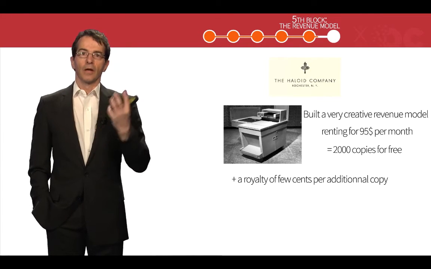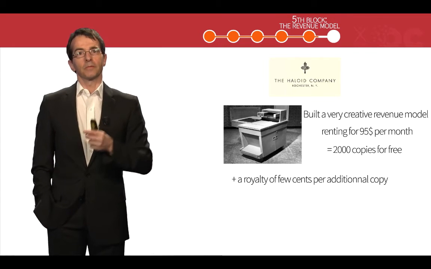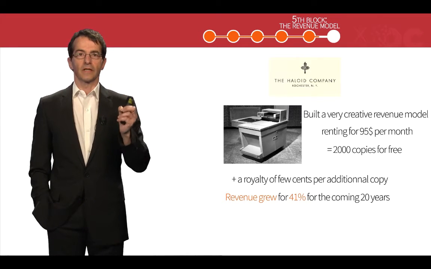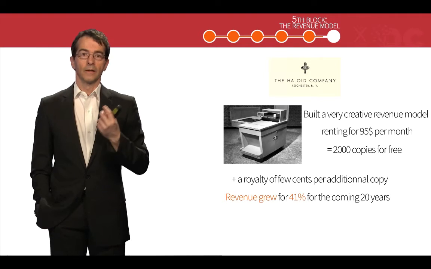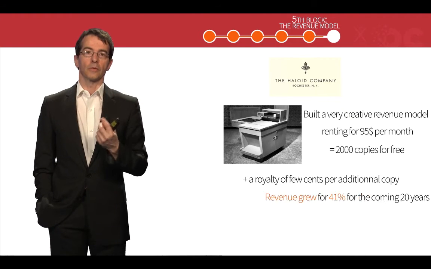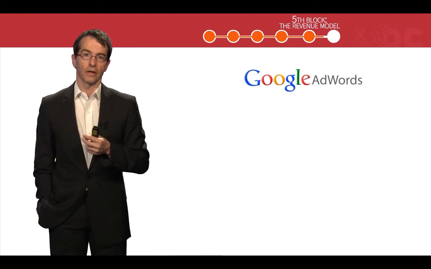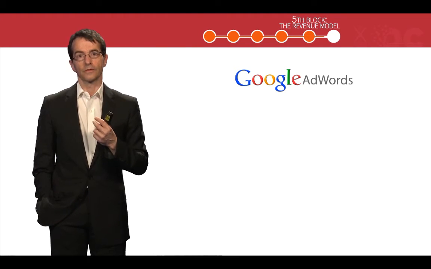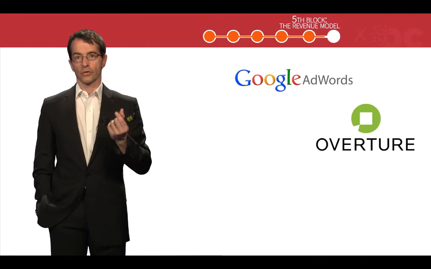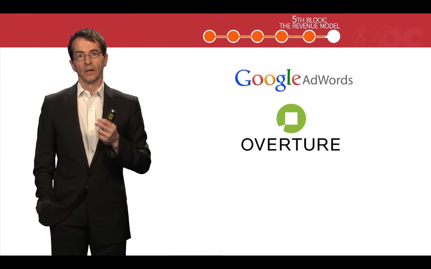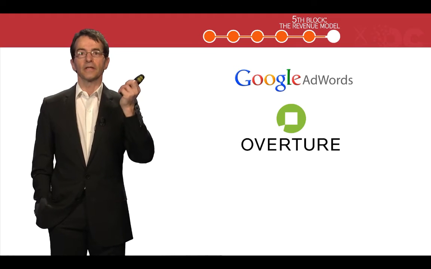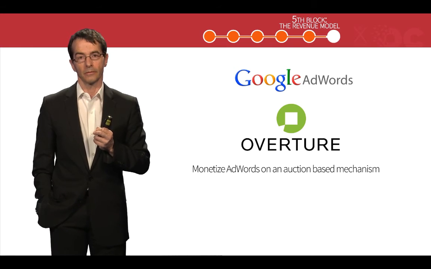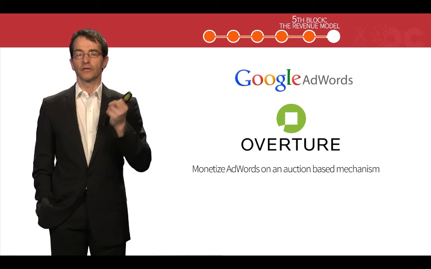That model allowed Haloid, who later on became Xerox, to grow its revenue at the incredible rate of 41% for the coming 20 years. And it's also hard to talk about revenue model without mentioning the Google AdWords revenue model. Google didn't invent the concept of AdWords. It was invented by a company named Overture, who was later on acquired by Yahoo. But Google is the company that invented the idea of monetizing AdWords on an auction-based mechanism. This is what turned Google into such a cash machine.